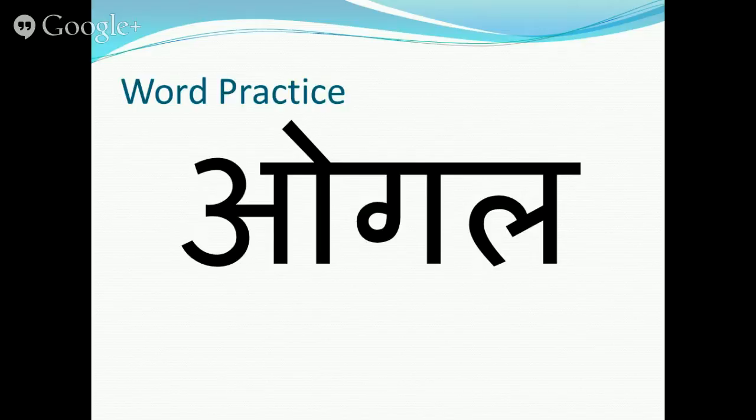This is o followed by ga followed by la. Ogal, ogal. Now once again, remember this L sound is formed with the tip of your tongue at the front of your mouth. So we don't want to say ogle, we want to say ogal.